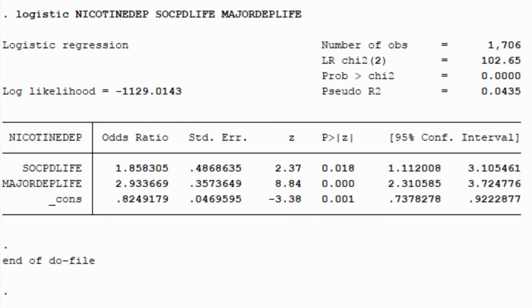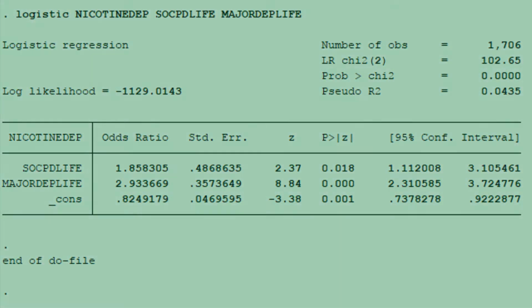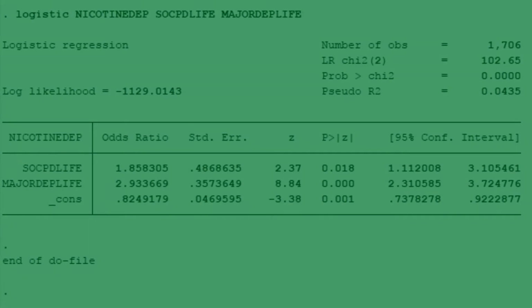Given that both social phobia and major depression are positively associated with the likelihood of being nicotine dependent, and our predictor or explanatory variables are both binary, we can interpret the odds ratio in the following way. Young adult daily smokers, the sample population, with social phobia are 1.9 times more likely to have nicotine dependence than young adult daily smokers without social phobia after controlling for major depression.